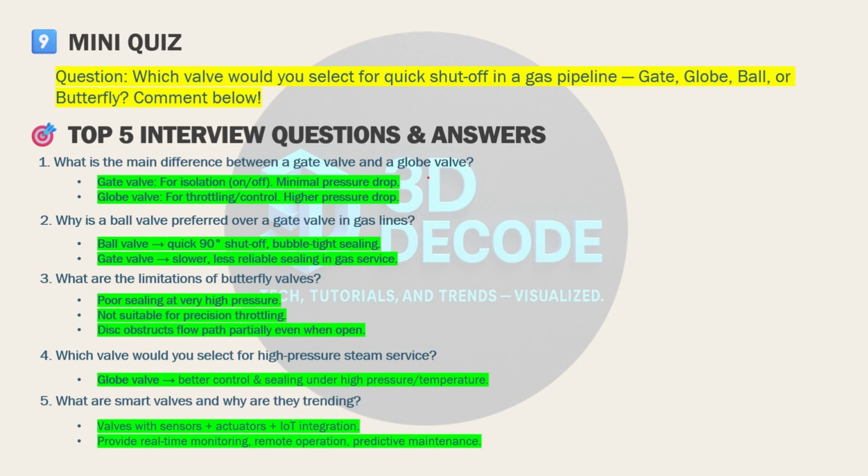5. What are smart valves and why are they trending? Valves with sensors, actuators, IoT integration. They provide real-time monitoring, remote operation, predictive maintenance.